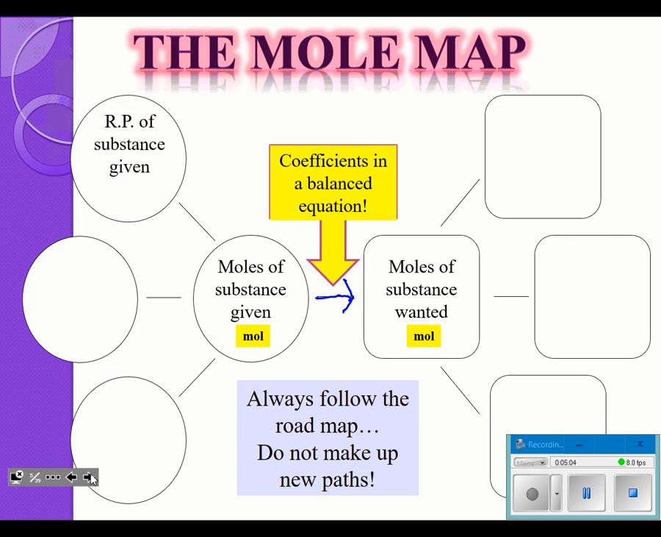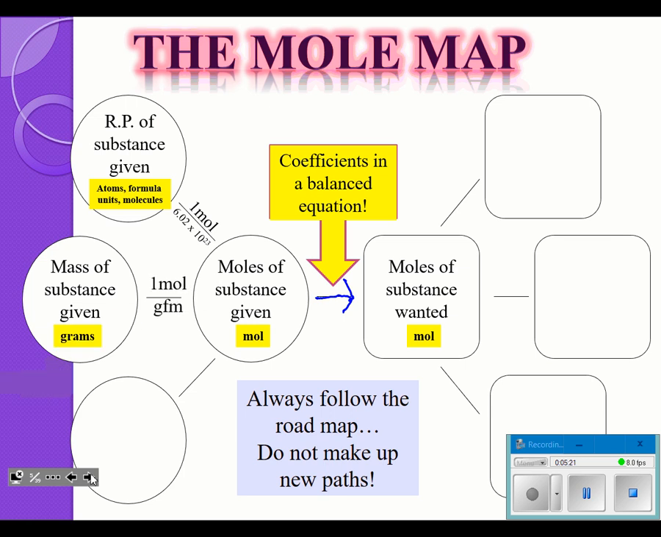So if we start with representative particles, we're going to have to get them from atoms or formula units or molecules into moles. And the way to do that is going to be to divide by 6.02 times 10 to the 23rd. And if we start with mass, meaning we start in grams, then we're going to have to divide by the GFM to get to moles. And then if we start with volume, which means we start with liters or milliliters, then we're going to have to divide by 22.4 liters to get to a mole.